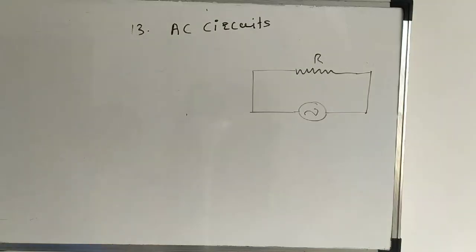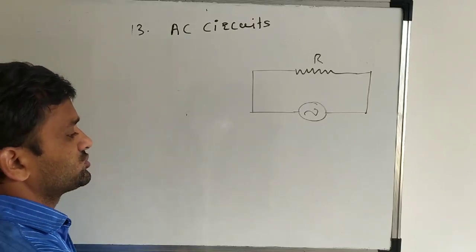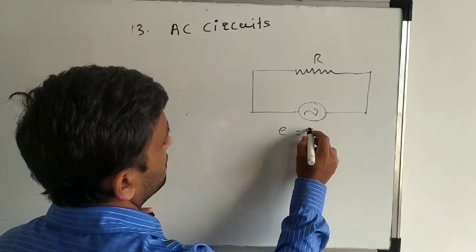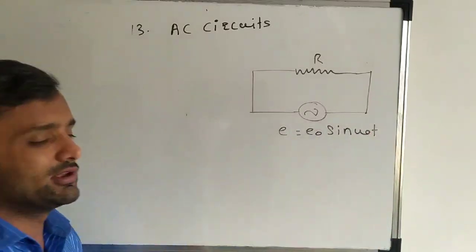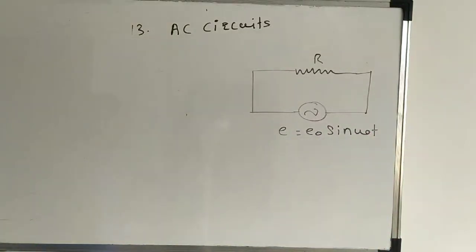Now what is the value of the applied EMF in this case? The alternating value of the EMF in this case is denoted in terms of the sine, that is E naught sine omega t. What is the value of the alternating EMF? It is nothing but E naught sine omega t.